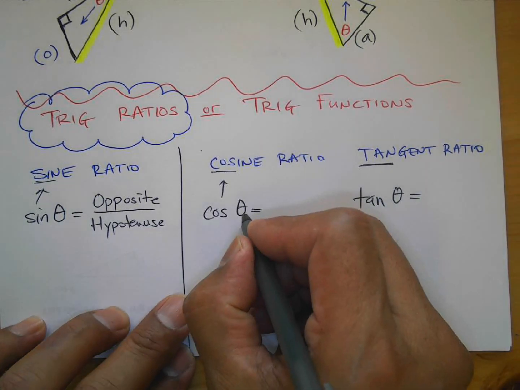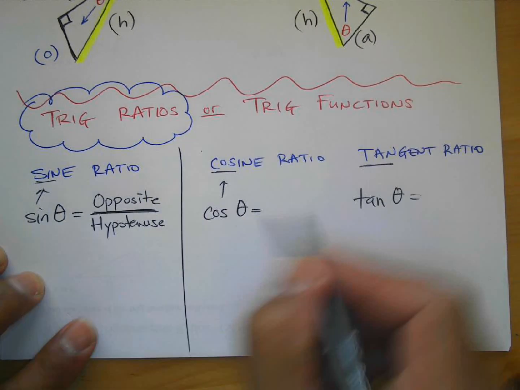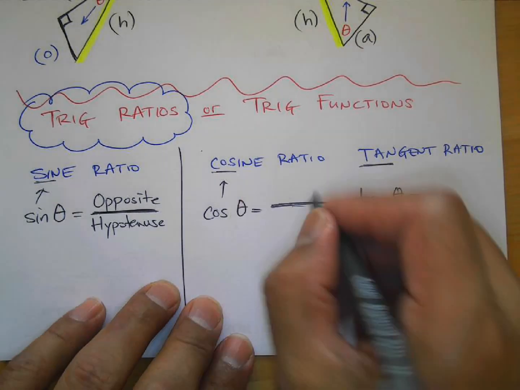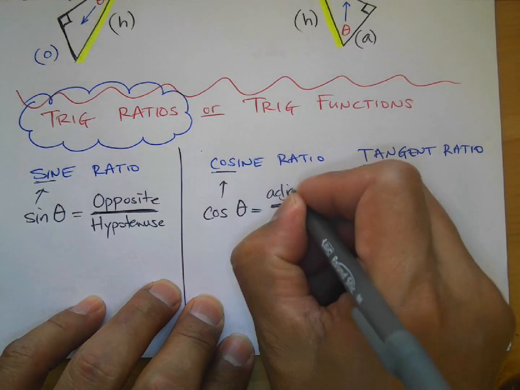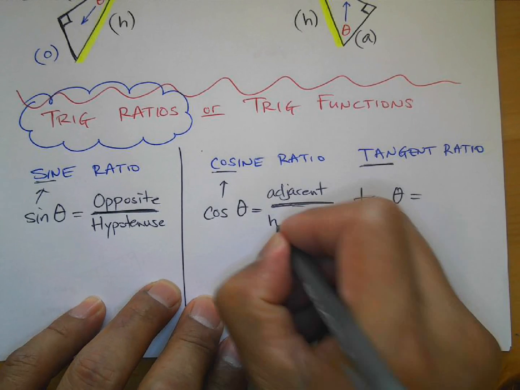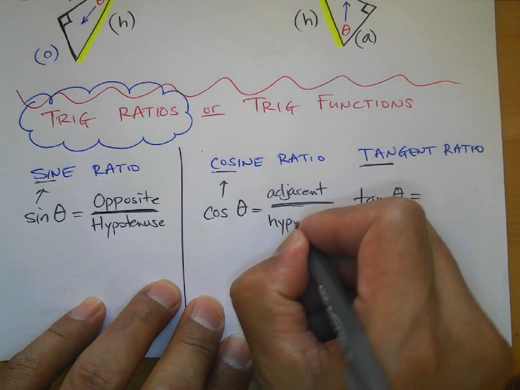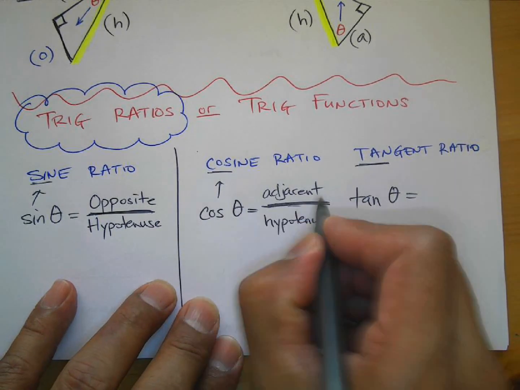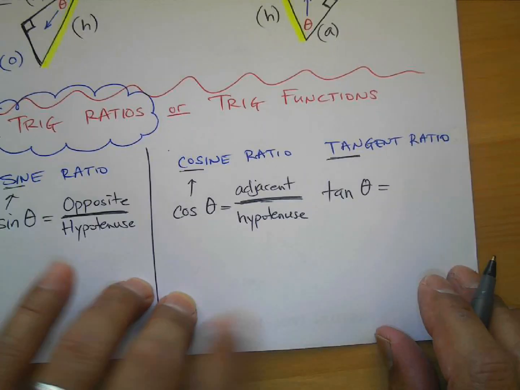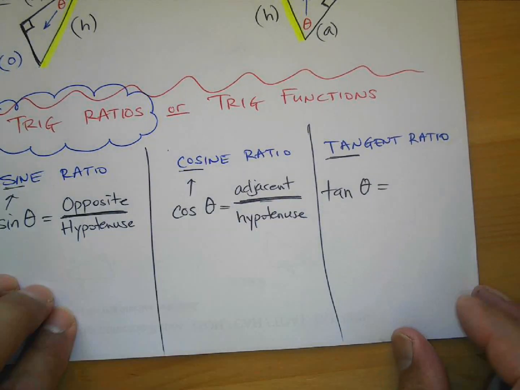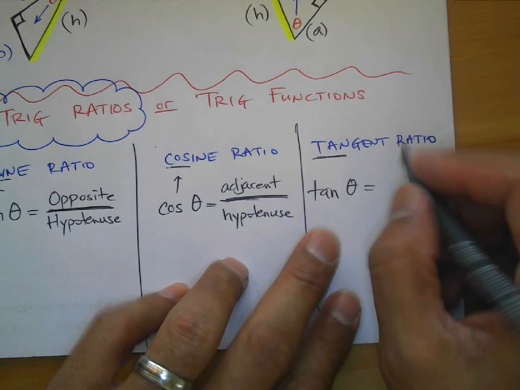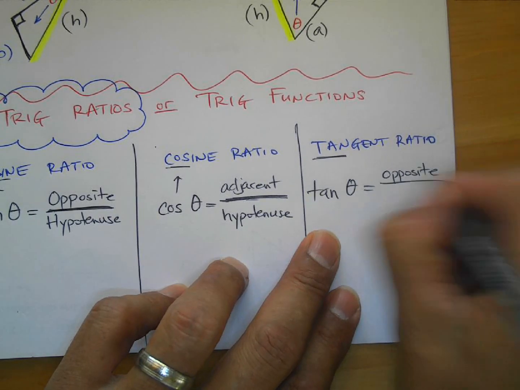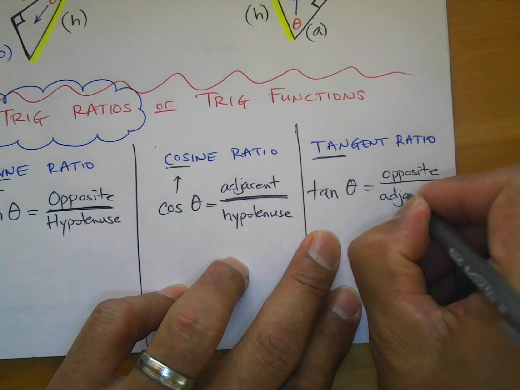The cosine ratio, again, it's a fraction. Remember, it's a fraction. I need a top value and then a bottom value. Cosine is adjacent over hypotenuse. Right, this is my fraction, this number over this number, a ratio, again, a fraction. And then lastly, tangent. Tangent is opposite over adjacent.